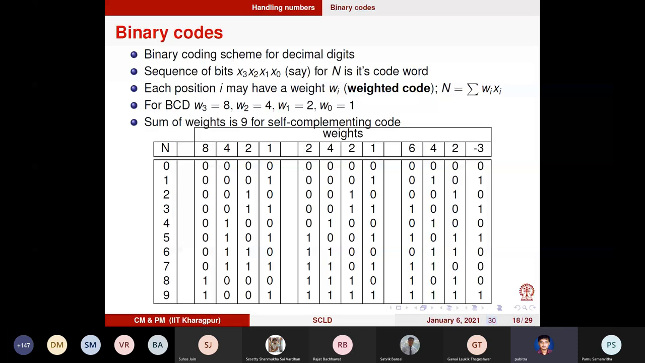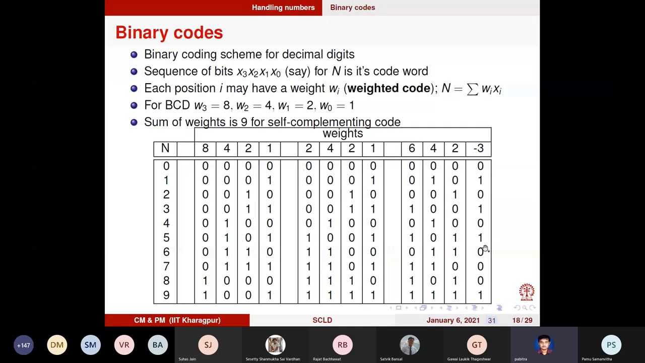Self-complementing is a property we can achieve at least using weighted codes by properly choosing the weights. It can be proved, and I leave it as an exercise, that for any self-complementing code, the sum of the weights has to be 9. The sum of the weights has to be 9.